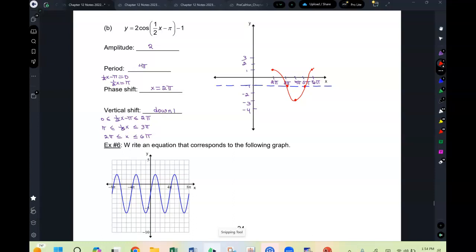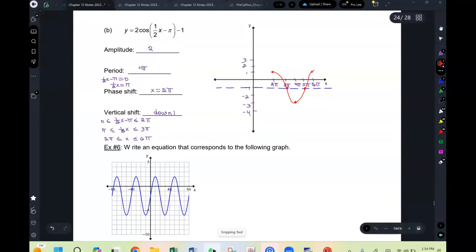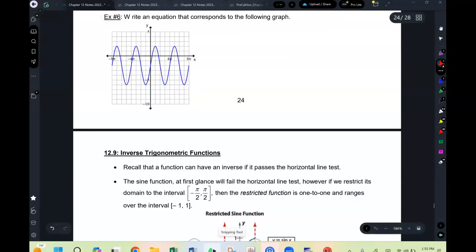All right, questions? Okay, now, we can all do this. But if I give you just the graph, can you come up with the equation? Well, of course we can. But what we need first is to find A, B, C, D. And we need to figure out, is it a sine or a cosine? That's it.